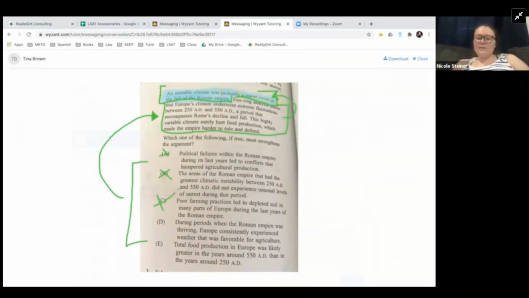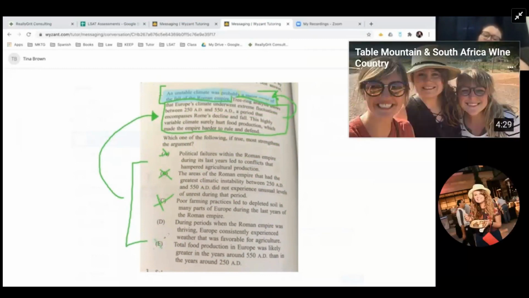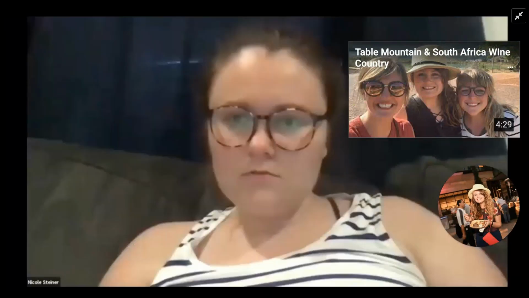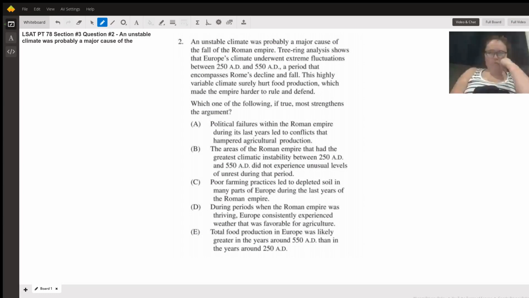E: Total food production in Europe was likely greater in the years around 550 than in the years around 250. No, because we're saying that it went down during that time. It could have been thriving at 250 and thriving at 550 and still been really down below. So I think D is definitely our answer here because it does strengthen the idea that whenever there is good weather and good agriculture, the Roman Empire was thriving. All right, I hope you found this helpful.